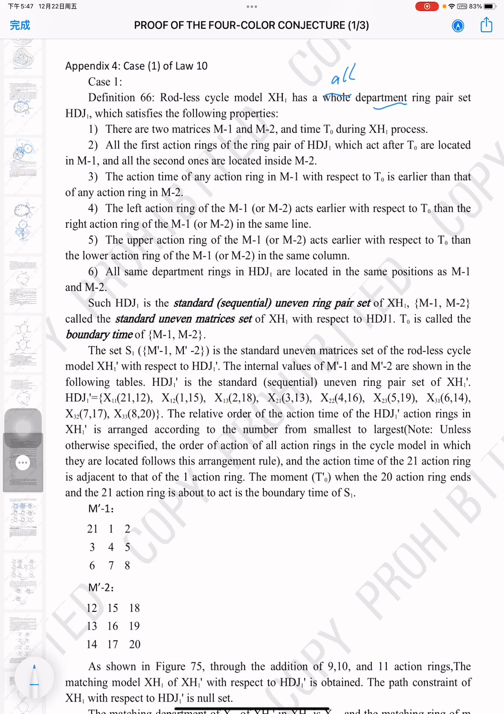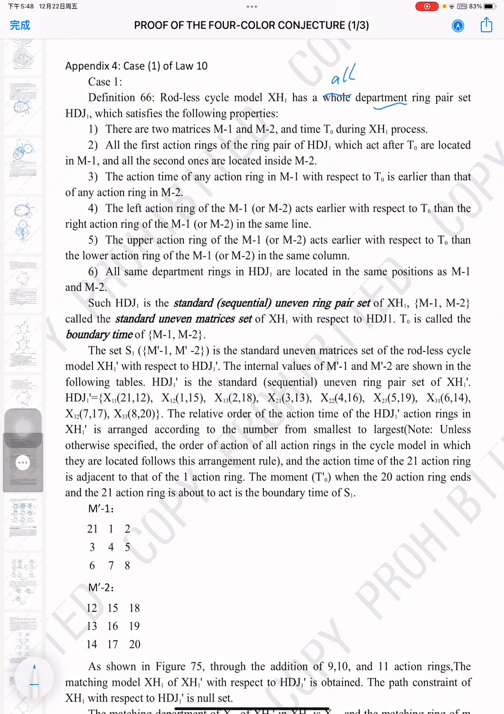2. All the first action rings of the ring pairs of HDG1 which act after T0 are located in M-1, and all the second ones are located inside M-2. 3. The action time of any action ring in M-1 with respect to T0 is earlier than that of any action ring in M-2.